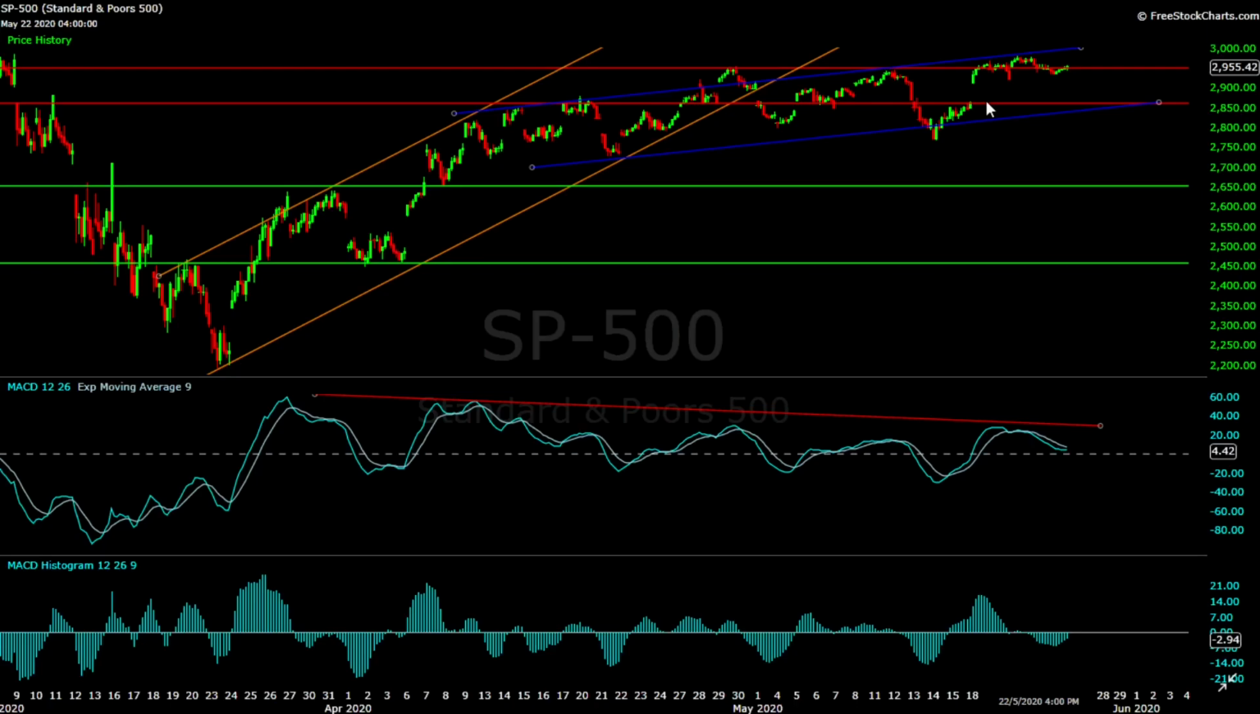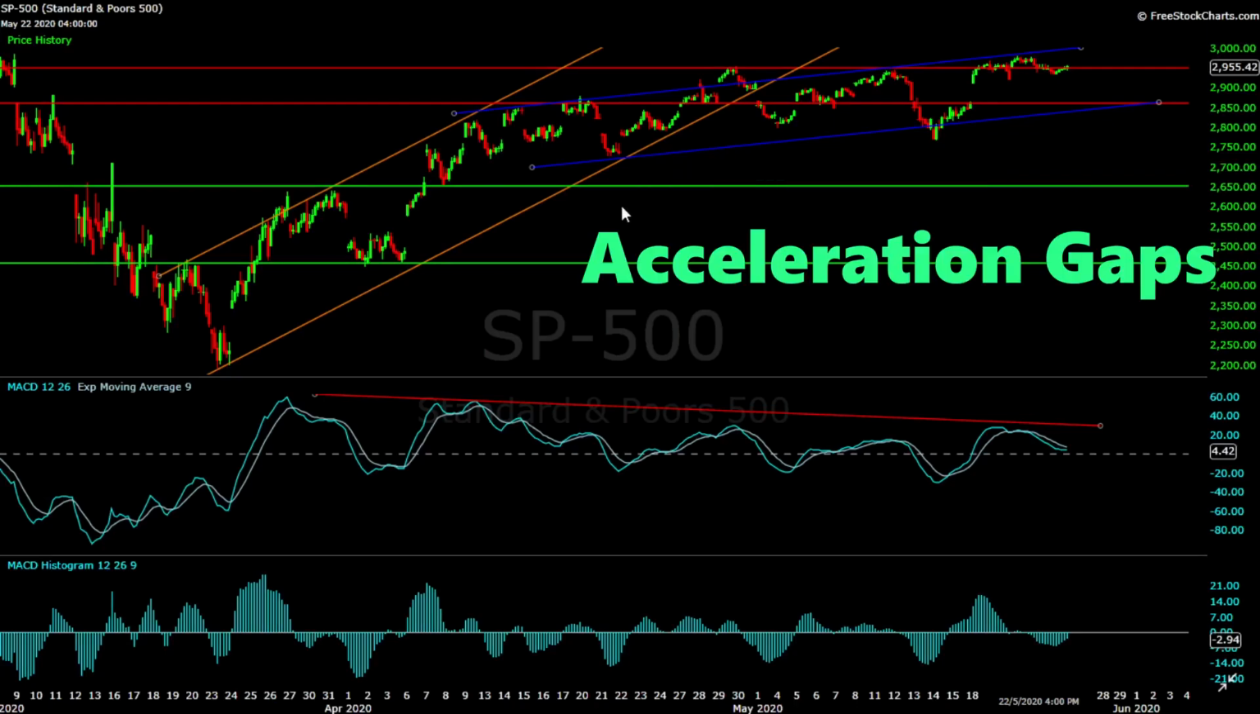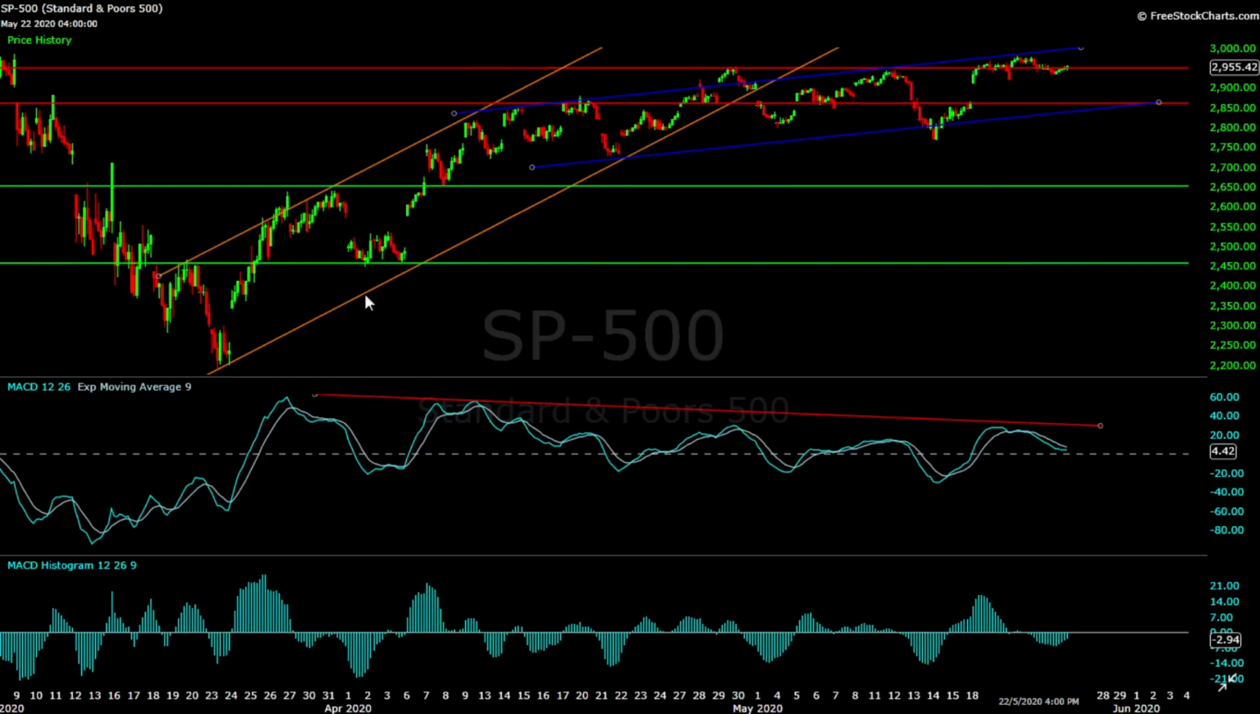There are three types of gaps: initiation gaps, acceleration gaps, and exhaustion gaps. Initiation gaps take place at the beginning of a trend, like this one over here. As more and more investors and traders jump in, the price starts to accelerate. The acceleration gaps show up in this phase, similar to these gaps on this S&P 500 chart.